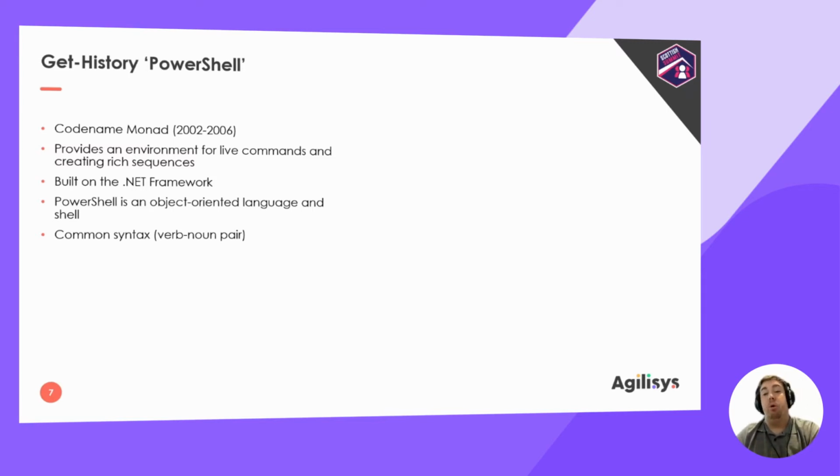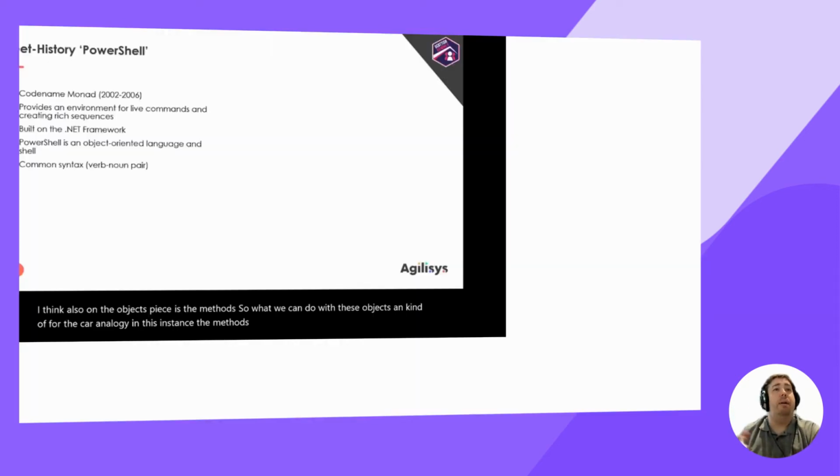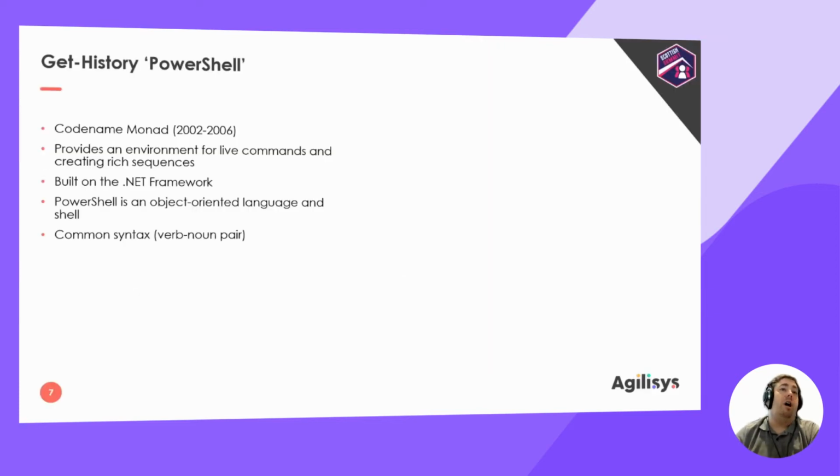I think also on the objects piece is the methods. So what we can do with these objects, and for the car analogy in this instance, the methods might be start the engine, stop the engine, steer left, steer right, turn the heating on. These are things that you could do with that object, is the important thing.